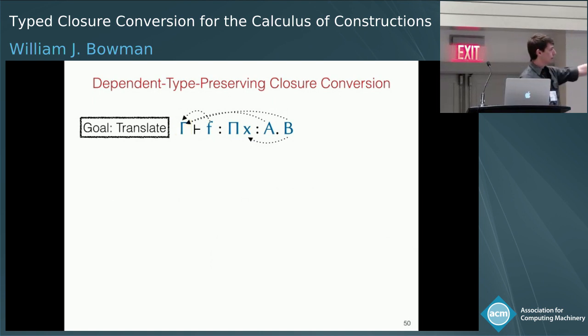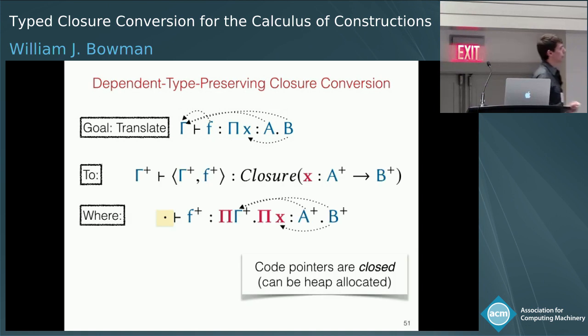Okay, so now we have this dependently typed function. Our goal is to translate it into a closure, a pair of the data and the code pointer. Now we have a dependent closure type. So the closure expects some argument A, returns a result B. B can depend on the argument by the name x. And our code pointer f is still closed. We can allocate it in the heap, but its type is complicated and has all this dependency.